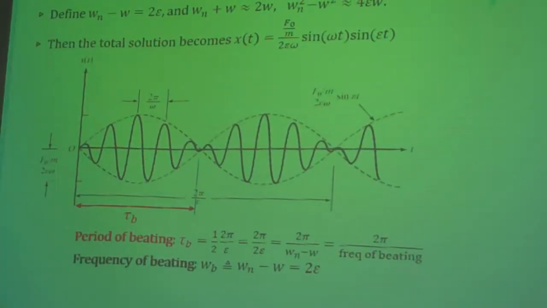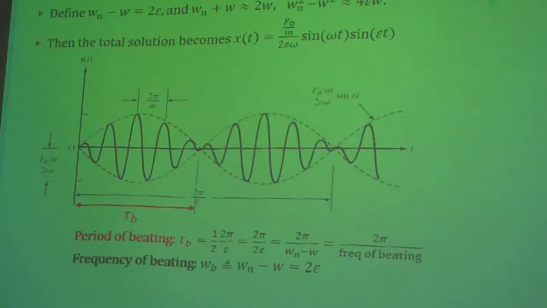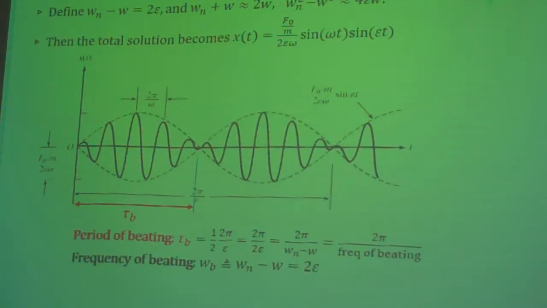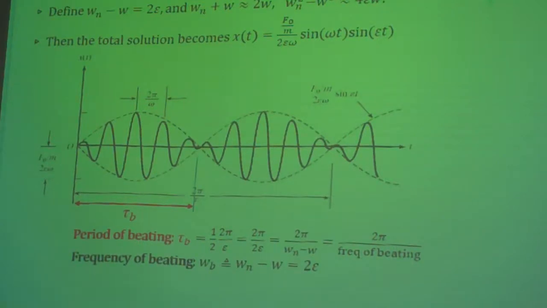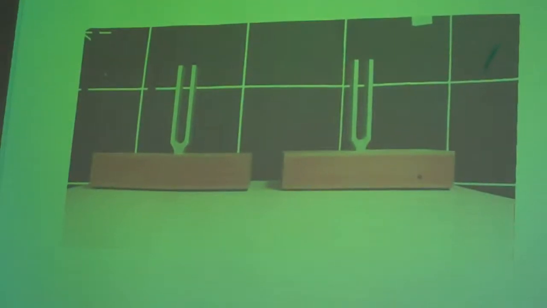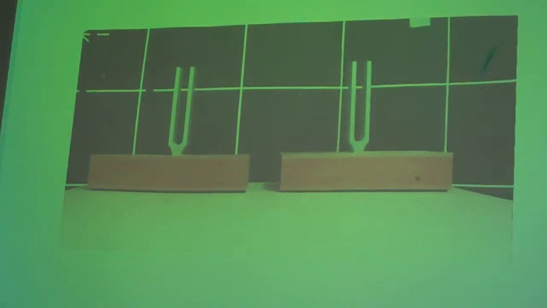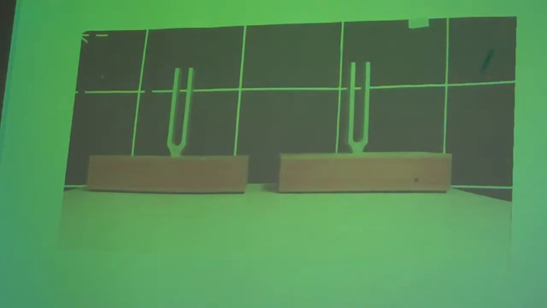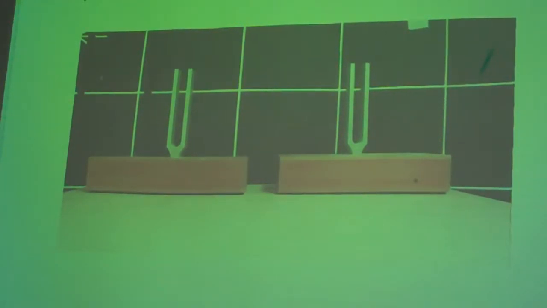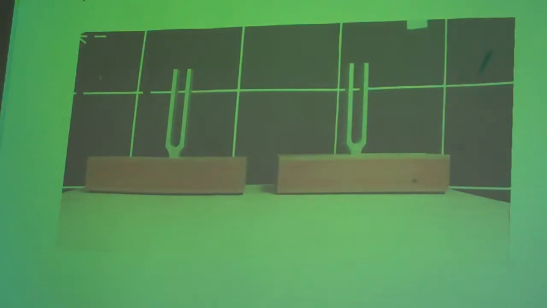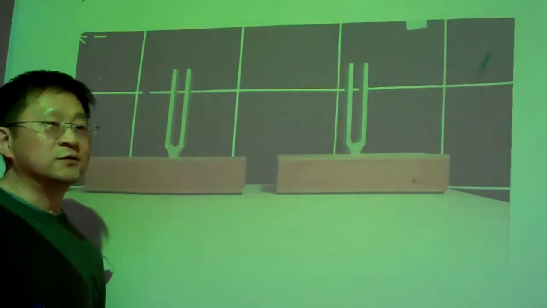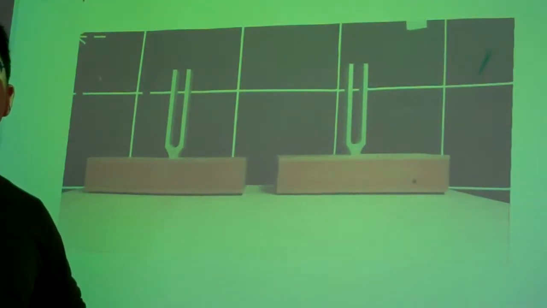By just doing such a mathematical description, I don't think I will give you enough impression. I knew the speakers of the computer don't work. Let me try. Okay, so here we have a certain application using the beating phenomenon.